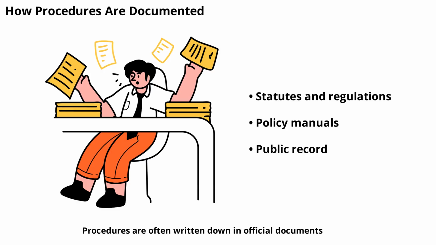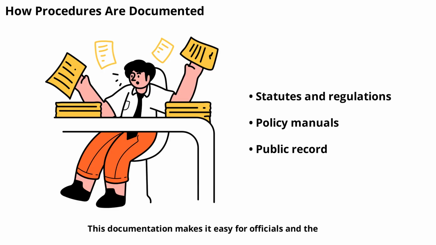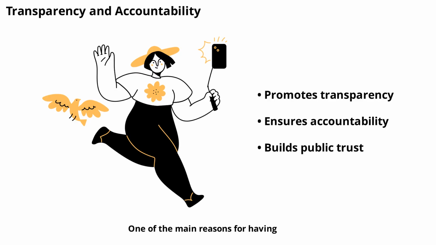Procedures are often written down in official documents, such as statutes, regulations, or policy manuals. This documentation makes it easy for officials and the public to know exactly what steps must be followed. It also provides a record that can be reviewed if there's ever a question about whether the rules were followed correctly.